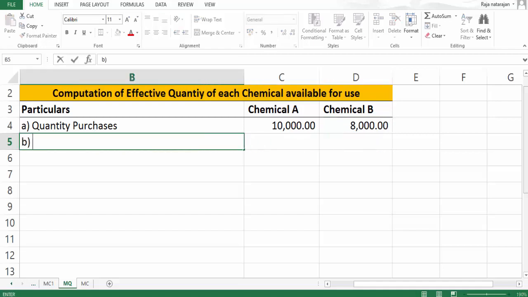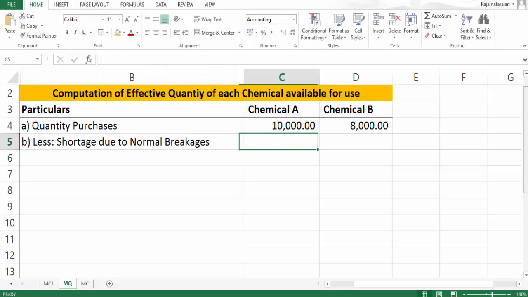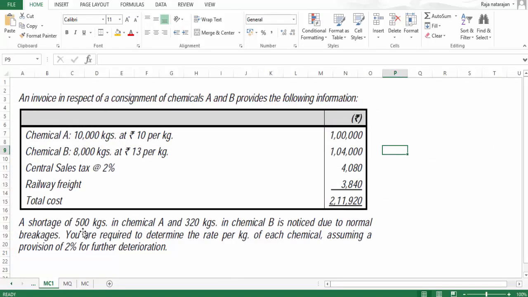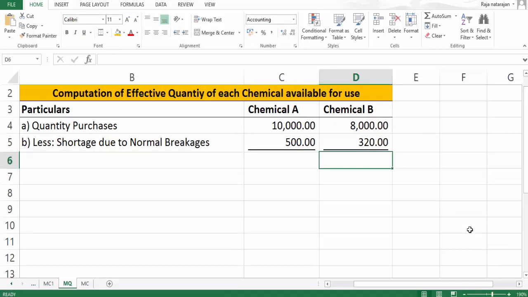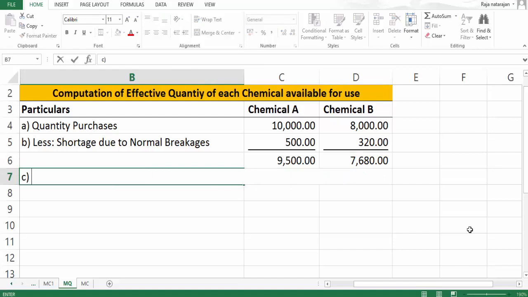Now in this we have already lost something. We'll say less shortage due to normal breakages, and we have 500 and 320. So let's see what is the overall position now. Out of this 10,000, 500 is lost, so we have 9,500, and in B, 8,000 minus 320, which is 7,680.